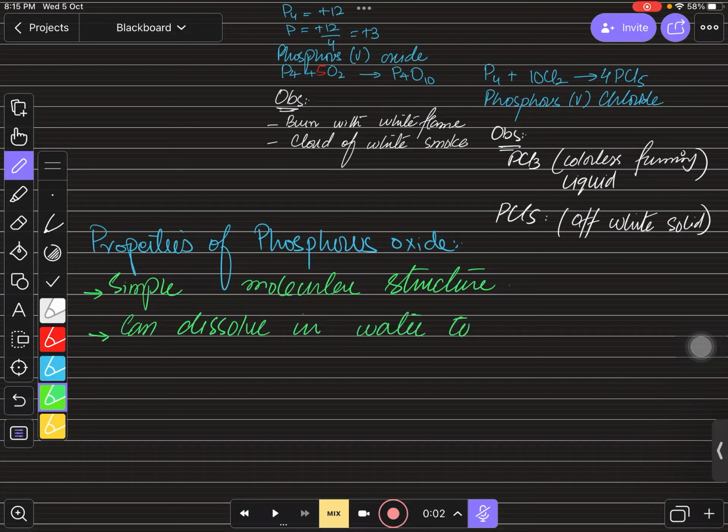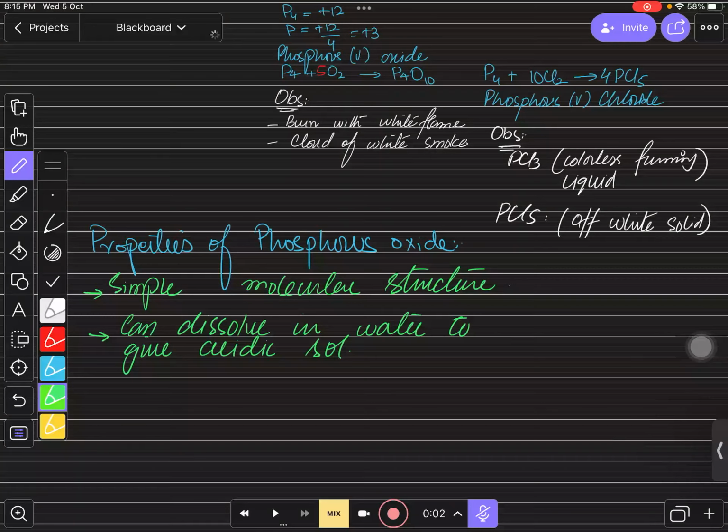To give acidic solution, right? For example, you have hydrogen gas, nitrogen gas, and many other covalent compounds. Mostly they are insoluble in water, but few of them are polar covalent compounds due to the difference in electronegativities, so they are soluble in water.